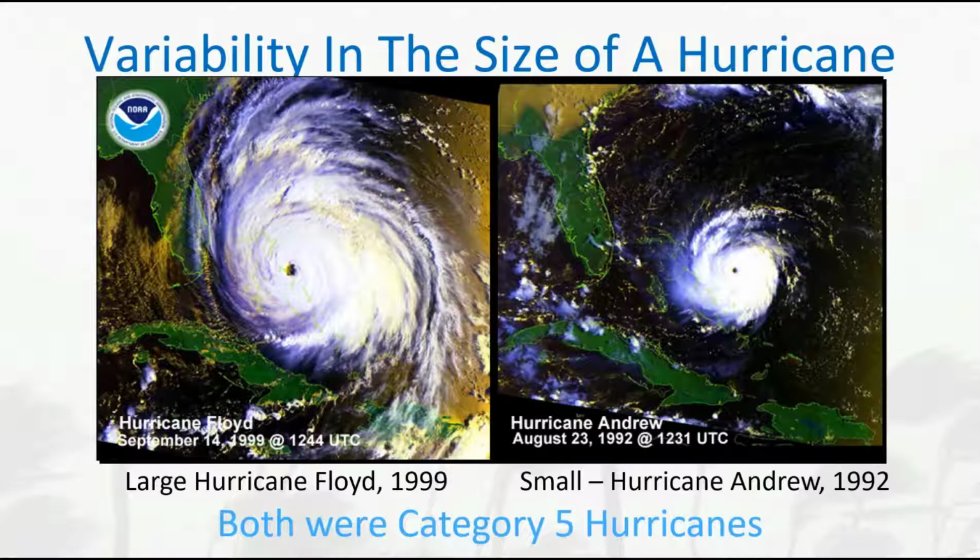The images above are from two powerful hurricanes, Hurricane Floyd in 1999 on the left-hand side, which was a large hurricane, and Hurricane Andrew in 1992, which was a strong but compact hurricane, which is the one on the right. Despite Hurricane Andrew being almost half the size of Floyd, it was just as strong and powerful, creating plenty of damage across South Florida and the Gulf Coast. Both were extremely dangerous and powerful Category 5 hurricanes.